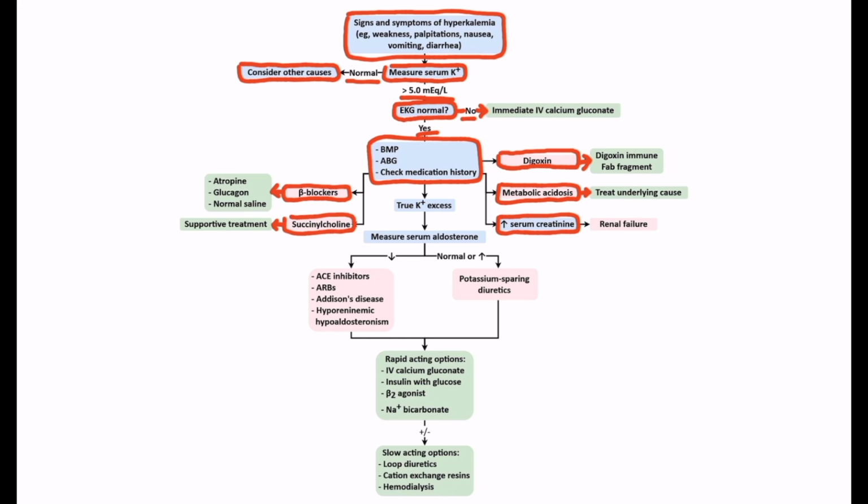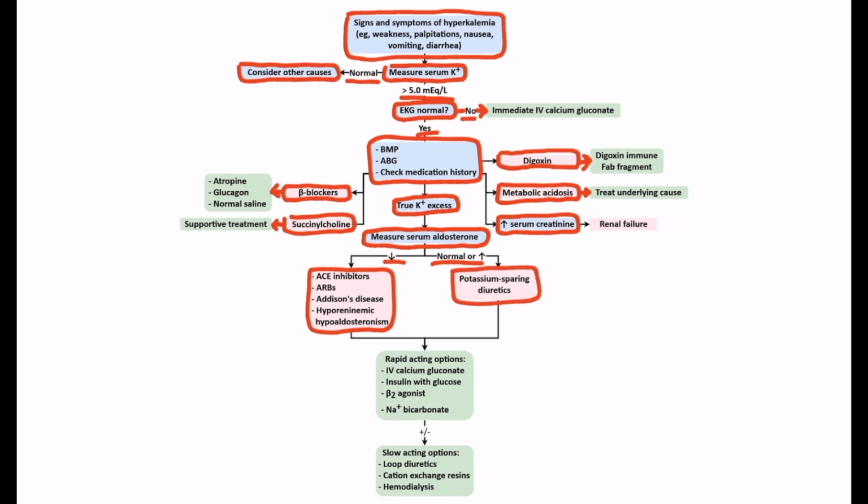In case of true potassium excess, we should measure aldosterone. If hyperkalemia is accompanied by hypoaldosteronism, then the underlying cause of hyperkalemia may be ACE inhibitors, ARBs, Addison's disease, or hyporeninemic hypoaldosteronism. If hyperkalemia is accompanied by normal or high aldosterone, then the most likely underlying cause is the use of potassium-sparing diuretics. Now let's talk about how we treat hyperkalemia.